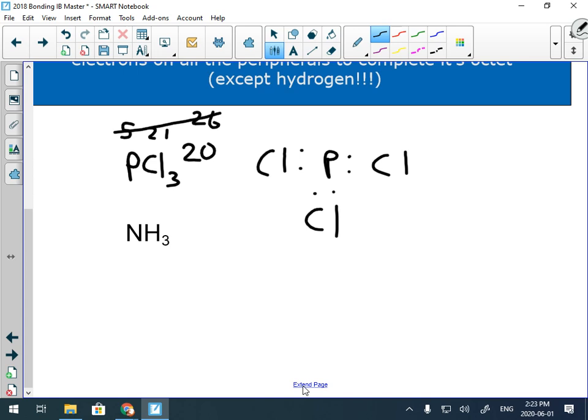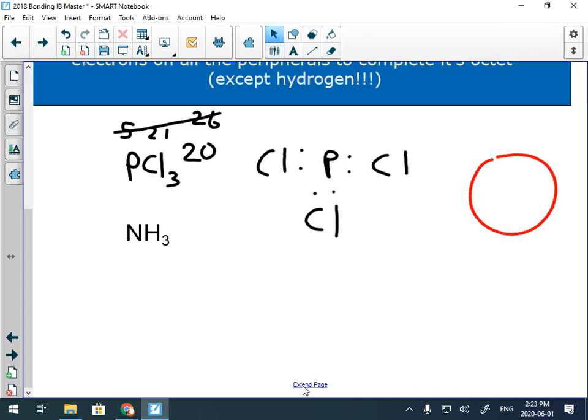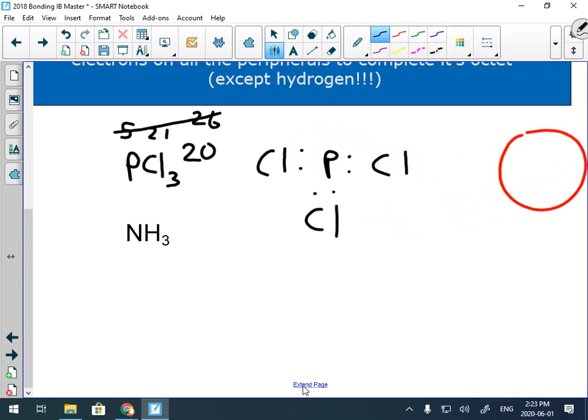Well, the peripherals also have to fulfill the octet, right? If I take this and I look at chlorine, this chlorine only has 2. This chlorine only has 2. This chlorine only has 2. This phosphorus has only 6. So let's see if this works out. If I make the chlorines have 8, 1, 2, 3, 4, 5, 6, and then right there, 7, 8. So that's 6, 12, 18.